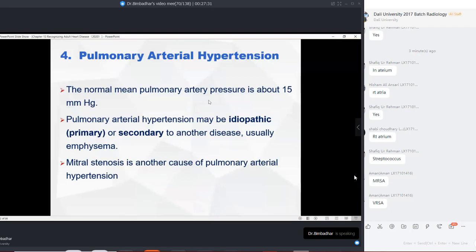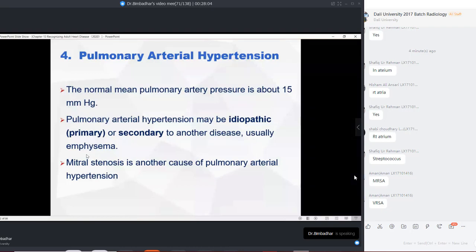And it may be related to two conditions. Either it can be idiopathic, which is called primary pulmonary arterial hypertension, and the second is secondary, due to another disease, generally emphysema. Now I wanted to ask you: if you know about emphysema, why does emphysema cause pulmonary arterial hypertension? And also, mitral stenosis is another cause of pulmonary arterial hypertension.